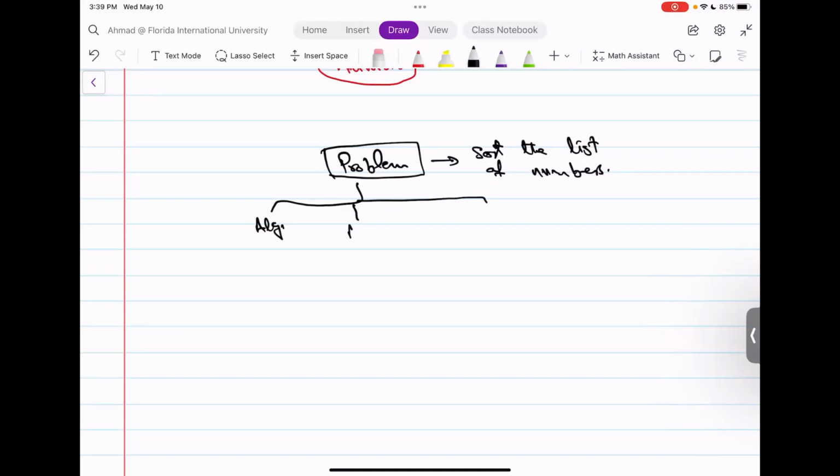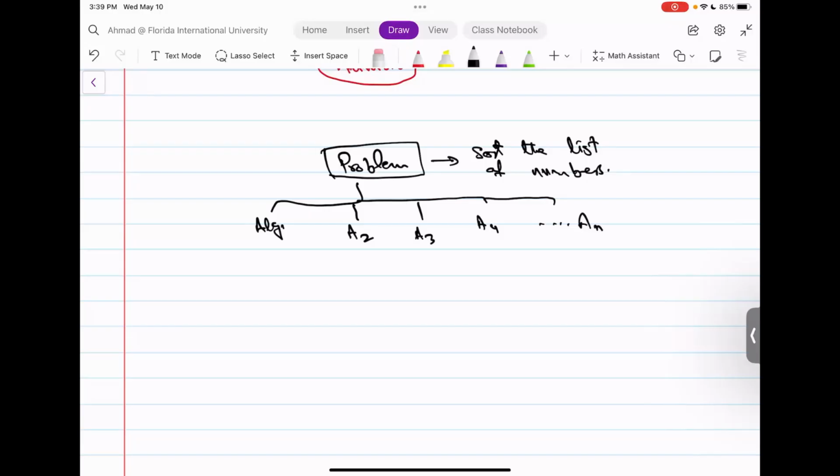I have bubble sort, let me call it algorithm 2. I have selection sort, which is algorithm 3. I have, for example, merge sort, which is algorithm 4, and so on up to n algorithms. So what that means is, for a given problem, there are multiple algorithms available, right?